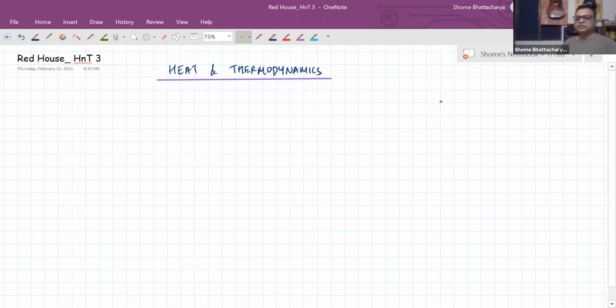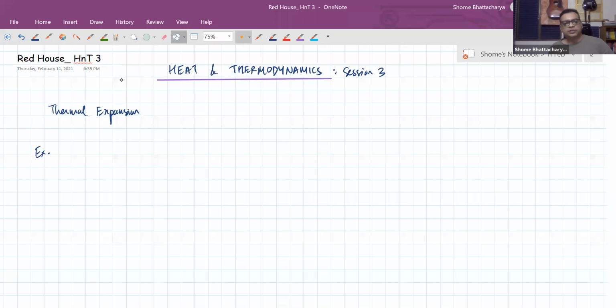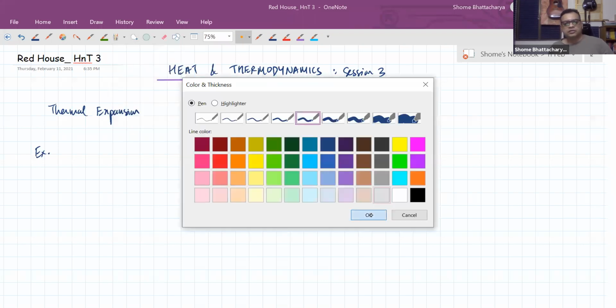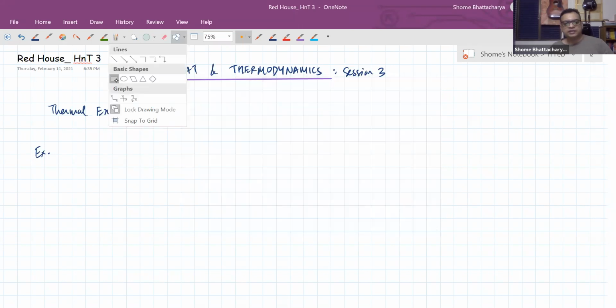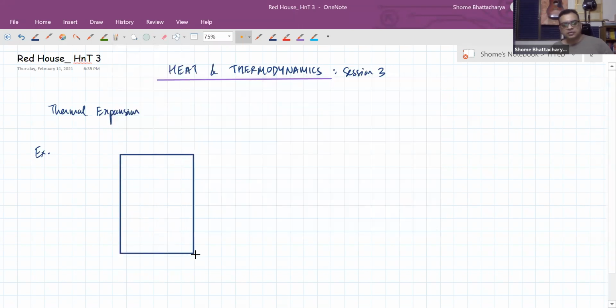But before that, we will start with an example problem in thermal expansion. In this example, we have a cylindrical glass container, like we were discussing last time. Similar kind of situation. A slight bit of difference is going to come in, we'll see.